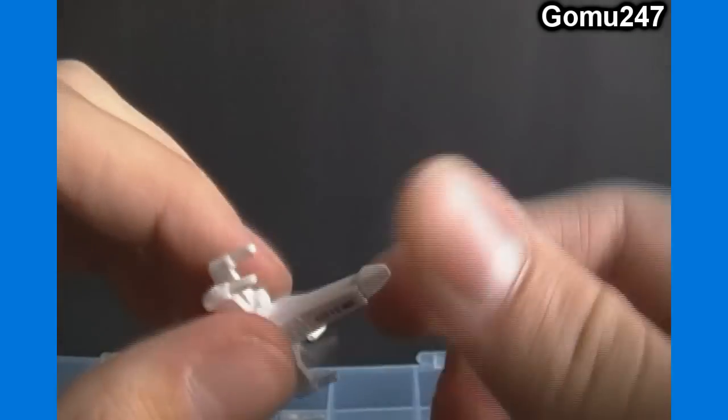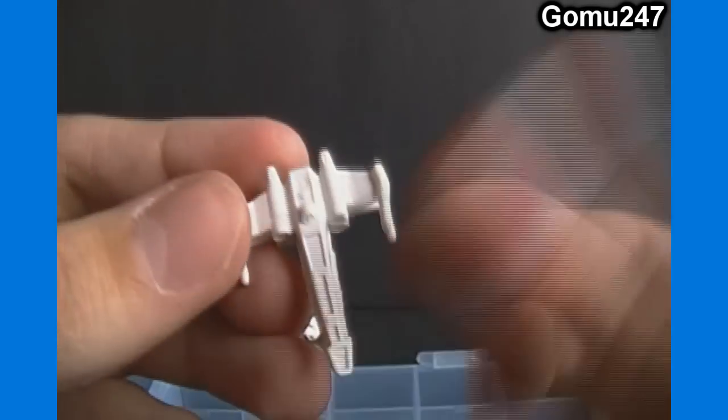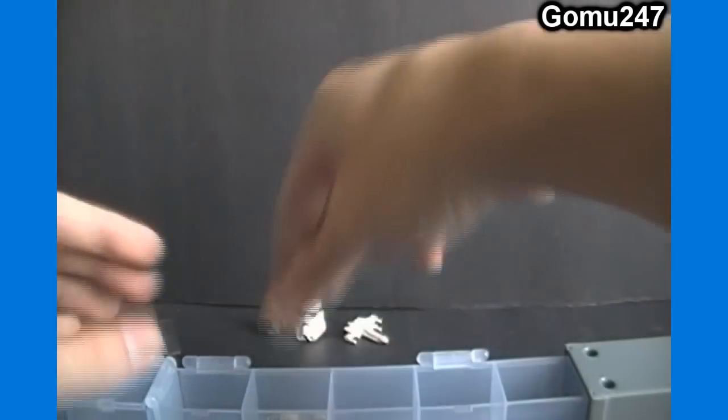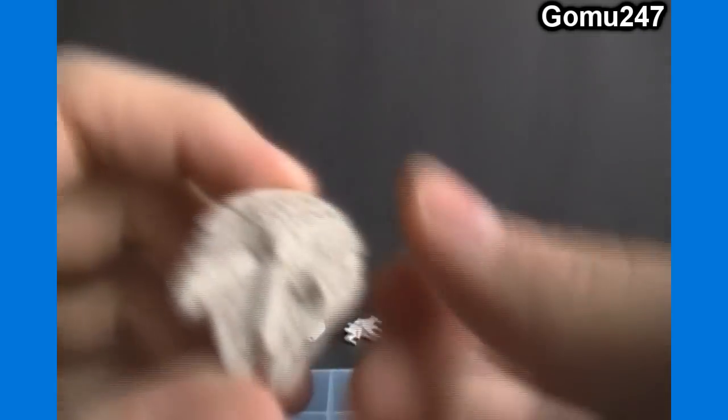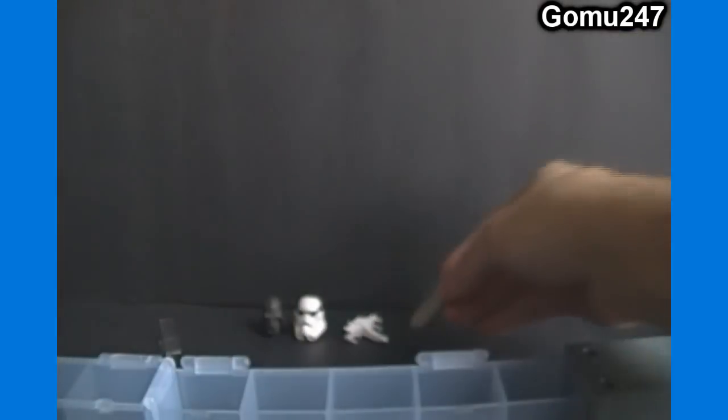I can't remember which one this was now. I asked about it in the previous video and I can't remember what everyone said. Sorry about that. This is one of the ships, obviously. Here's the Millennium Falcon. Pretty sure I got that one right, at least. And then we got a bunch of lightsabers.